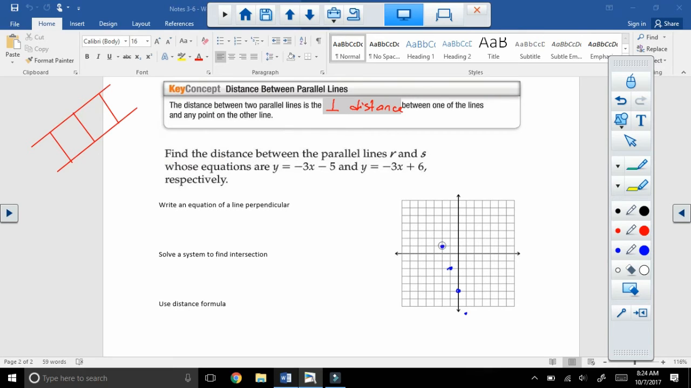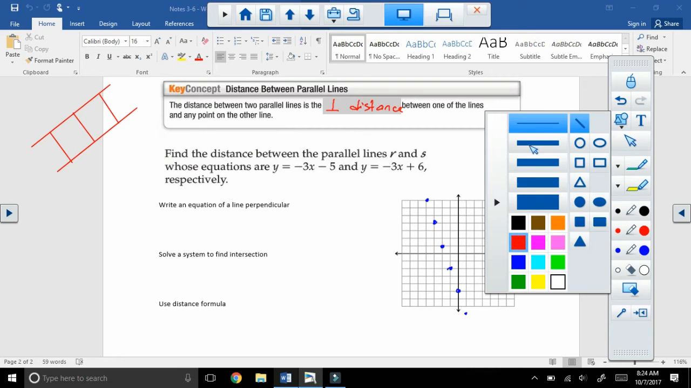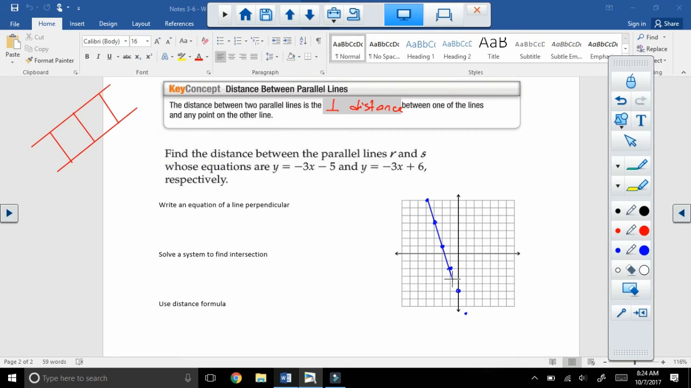Up 3 into the left one, and I'm going to go ahead and just do this to kind of fill it up. And you'll see why in just a minute, why I want to make sure that it doesn't just stop kind of suddenly. And the next line, y equals negative 3x plus 6.